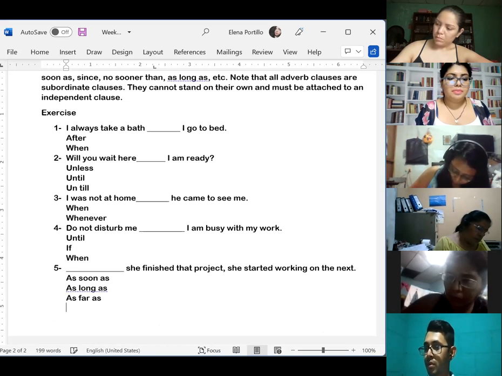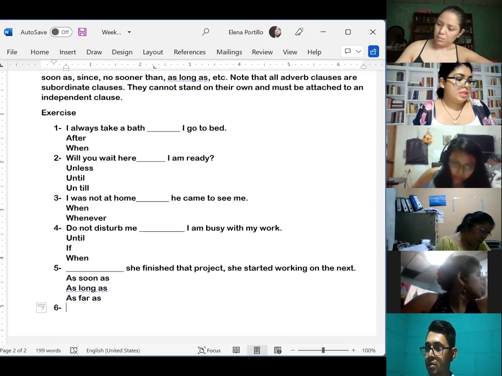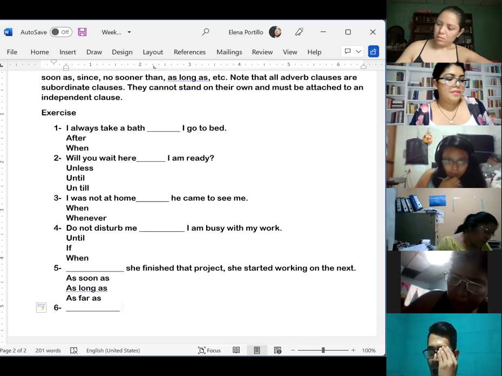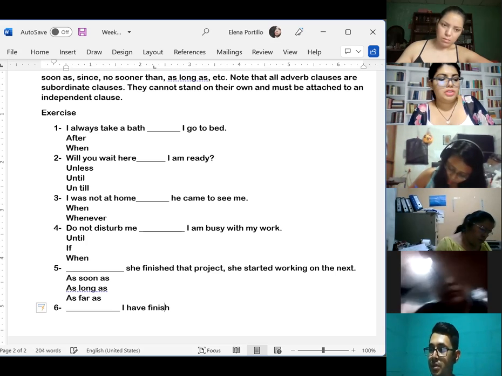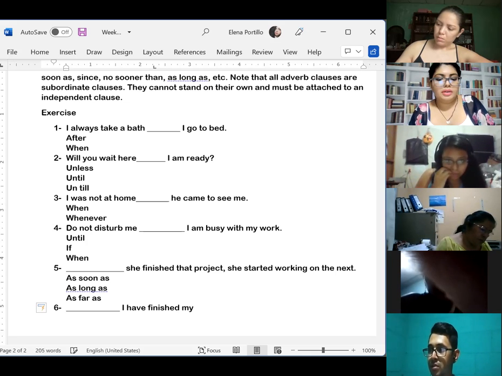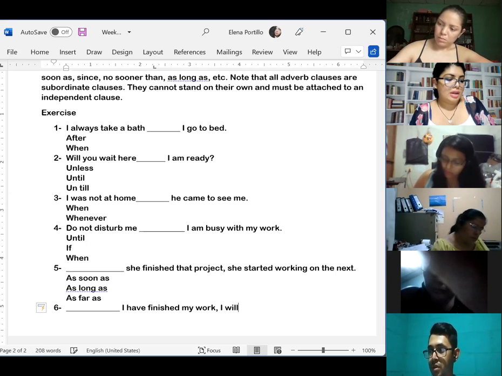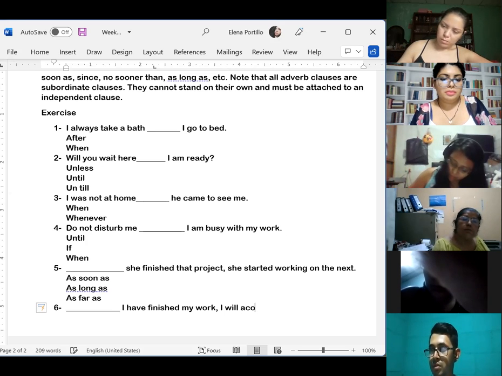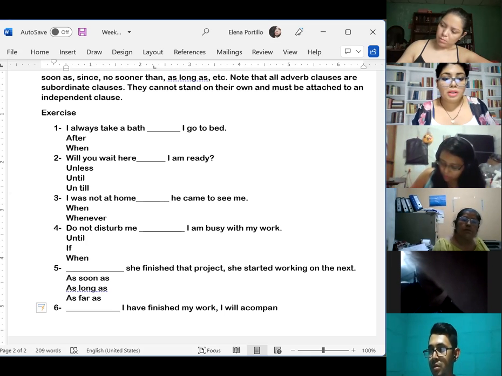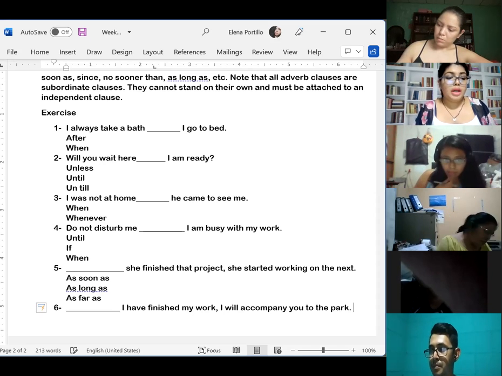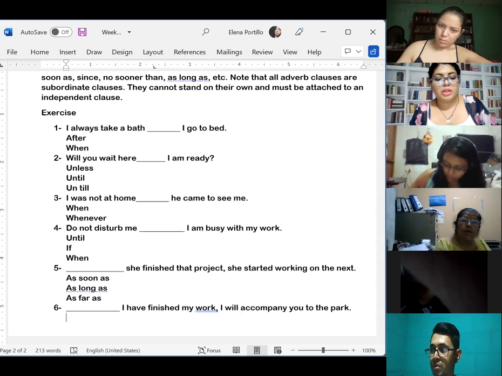Then we have number six. We have again the space at the beginning of the sentence, and it says, I have finished my work, I will accompany you to the park. Then we have the options, after and afterwards.